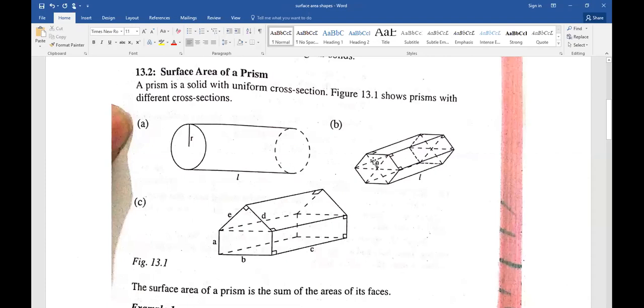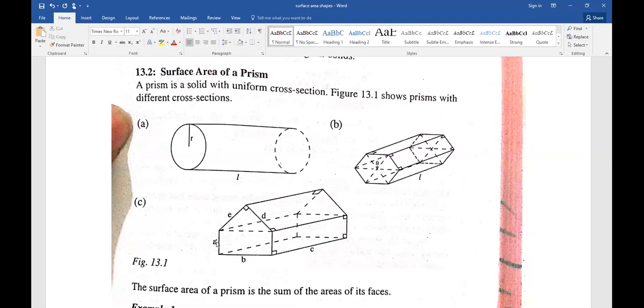This shape here, B, we have the shape B and we have the shape A. How many sides does this have? 1, 2, 3, 4, 5, and 6. It has 6 sides. So a 6-sided polygon is called a hexagon. So we can say it is a hexagonal prism.